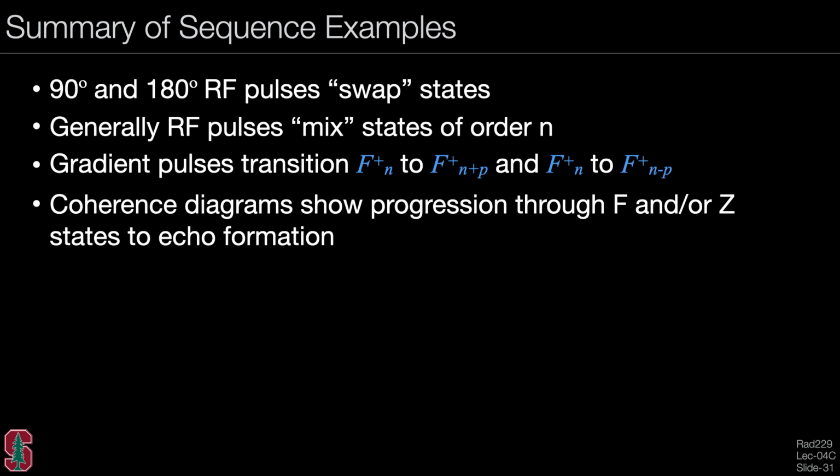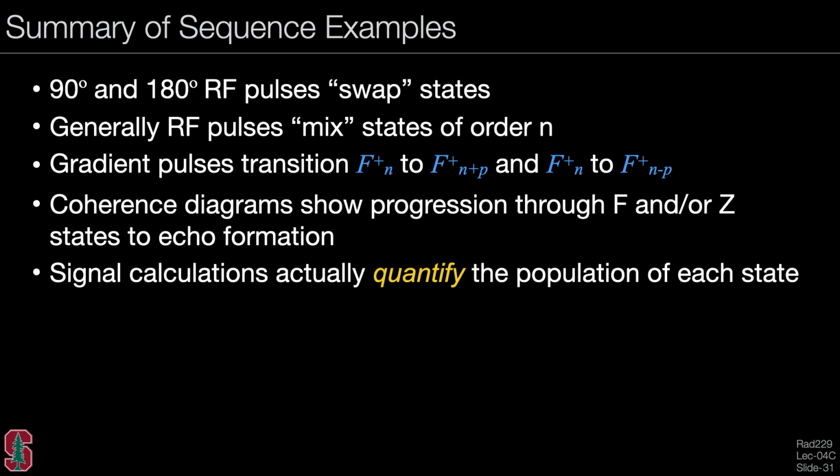We've shown coherence diagrams, and these show the progression through different transverse and longitudinal states and show how echo pathways can form. Notice that these typically are not quantitative, but just show the presence of non-zero states. We can use signal calculations, which will actually quantify the population of each state, and these will give very accurate simulations of many spins inside a voxel, again assuming that you're using unit gradients that dephase an integer number of cycles.